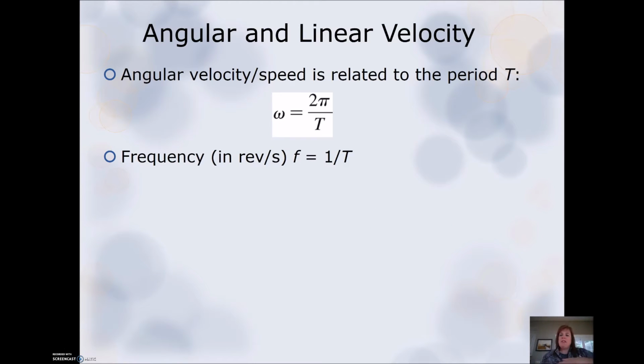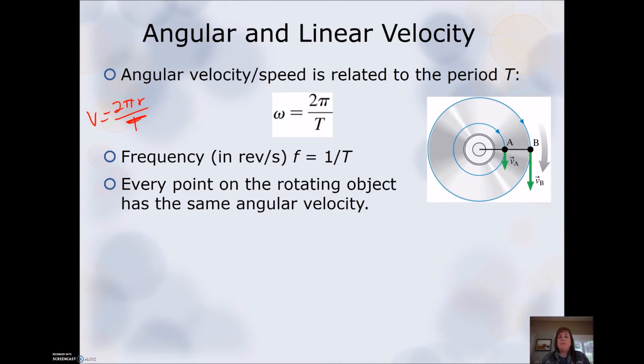Now, a couple things about period. Remember when we talked about uniform circular motion, we talked about the speed. Remember this equation, velocity is 2 pi r over T. We use that in uniform circular motion, because the period, that's a big T, is the time to go around a circle once. And in linear velocity, we were talking about that distance, 2 pi r. Well, when we deal with angular velocity in terms of period, remember one revolution in radians is 2 pi. So 2 pi over T is the angular velocity or angular speed. Remember again that frequency, which is revolutions per second, is the inverse of a period.